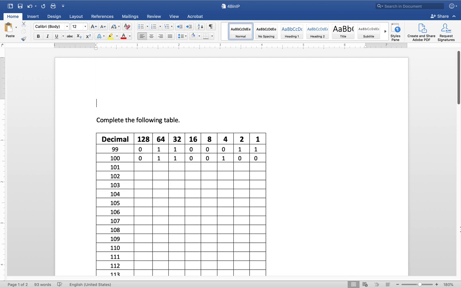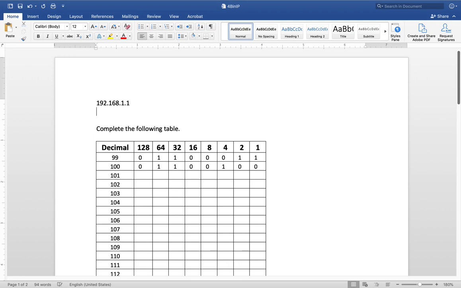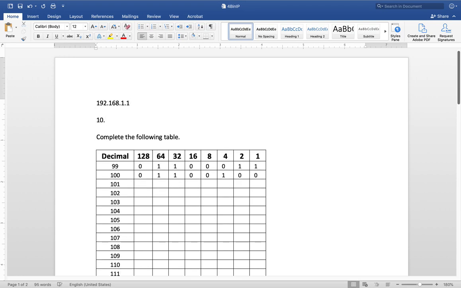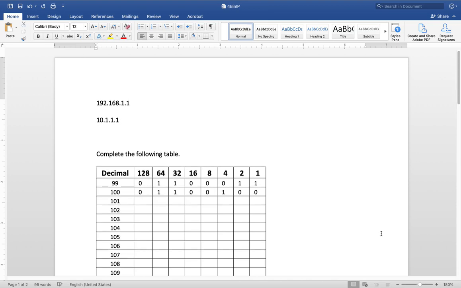So an IP address is basically four numbers. You will see something like this. You must have seen something like this. So these are IP addresses. An IP address is basically four numbers that are separated by dots. So 192 is the first number, 168 second, one is the third, and one is the fourth. So this is called dotted decimal notation.